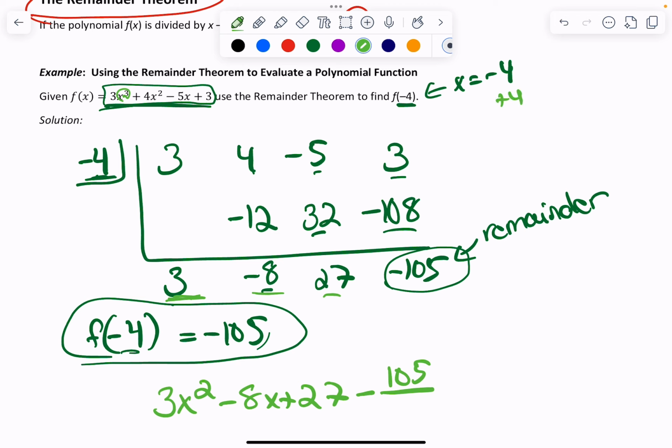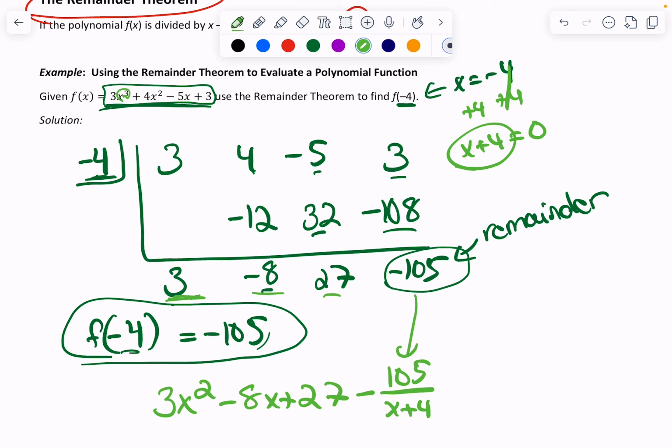If we bring the 4 over, now we're going the opposite way, we get x plus 4 equals 0. So this is what we're going to write on the denominator here. The negative 105 comes from here, and then we write the divisor here, which would be x plus 4 in this format.